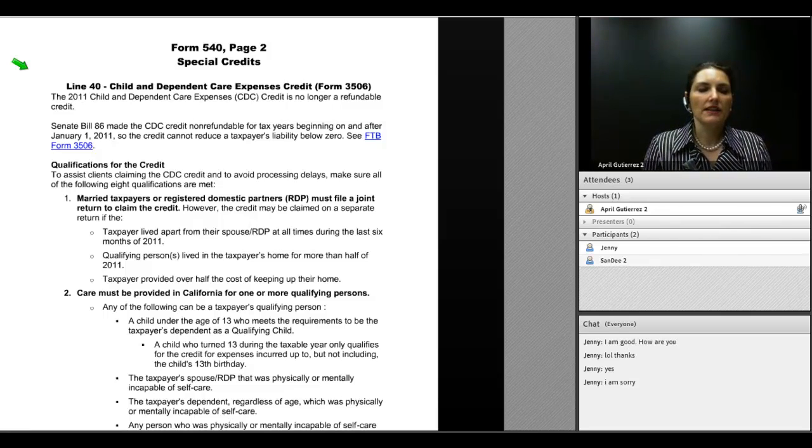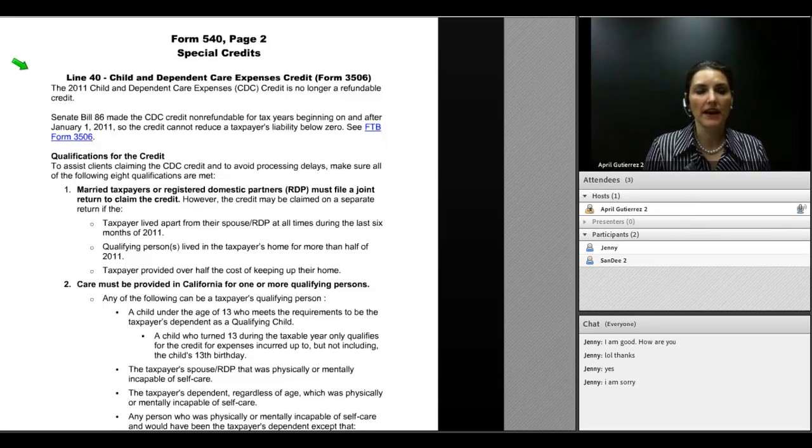And next on to special credits, and I would say one of the bigger things that happened for California for 2011 is taking that refundable child and dependent care credit and turning it into a non-refundable credit. All in all, the rules for both credits have not changed. How you go through and calculate the credit and the form that you fill out is similar to what you've had in the past, but again, it is no longer a refundable credit.